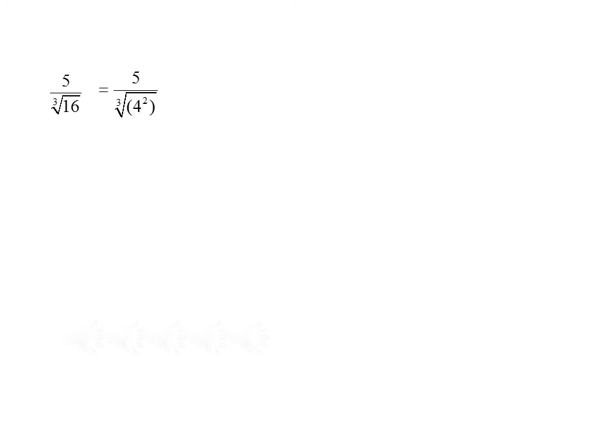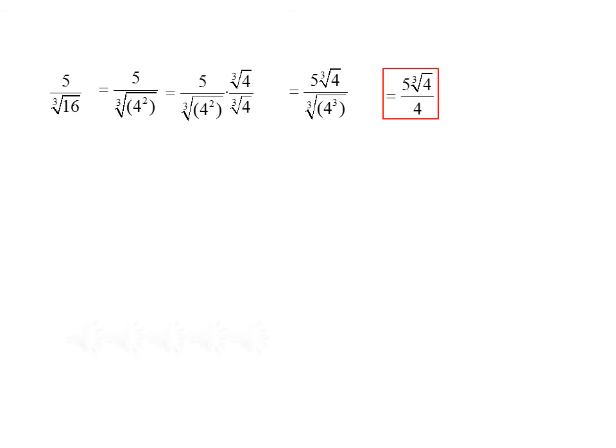So to do that, we're going to multiply both the numerator and denominator by the cube root of 4. Now remember, with multiplication, we just multiply straight across. We multiply our numerators together and our denominators together. That leads us to 5 times the cube root of 4 divided by the cube root of 4 cubed. Since the cube root and the cube are both in the denominator, they cancel each other out, leaving us with 5 times the cube root of 4 divided by 4.